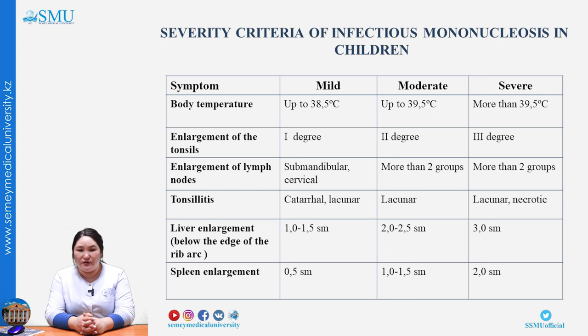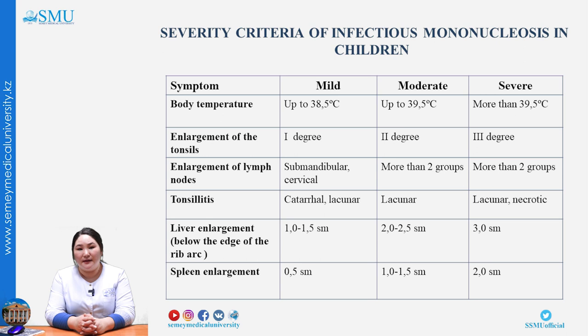The temperature can rise up to 38.5-39.5, and the enlargement of the tonsils, oropharyngeal tonsils, is mostly to the second degree. More than two groups of lymph nodes will be included, and lacunar tonsillitis will be present too, and the size of the liver will be increased to 2-2.5 centimeters below the edge of the rib arc, and the size of the spleen will be raised 0.5-1 centimeters.